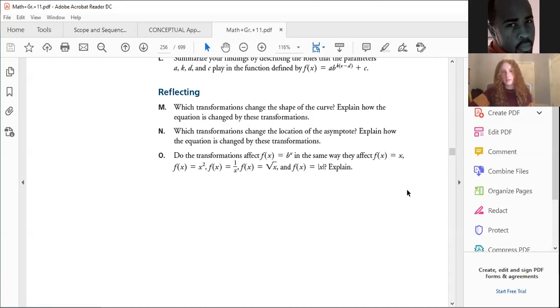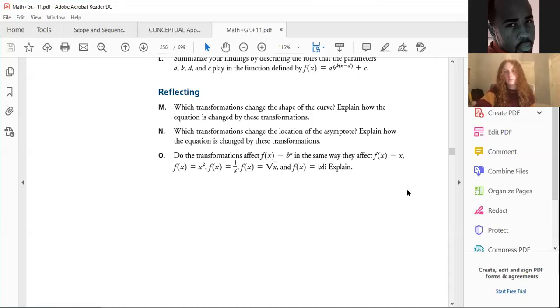Do they affect in the same way? I don't know. Well, find out. Go ahead. Do you want me to transform them? I'm going to say yes. What's the reason? Well, if you add a constant to the end of anything, it's going to go up. Tack a multiplier in front of anything, and it's going to vertically stretch it.